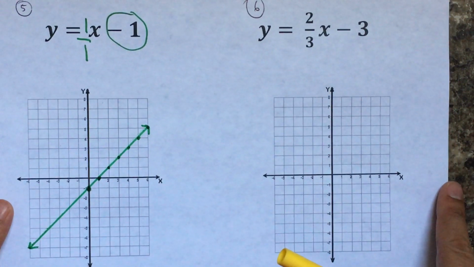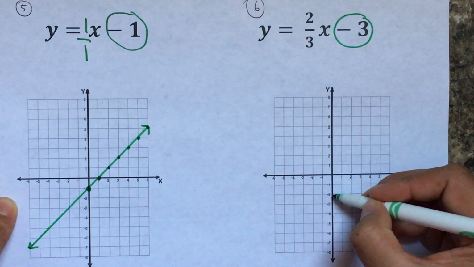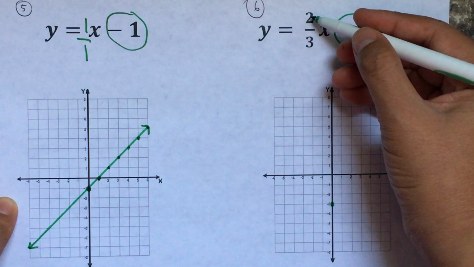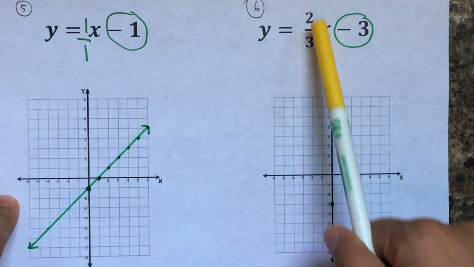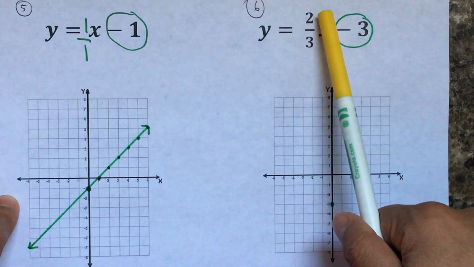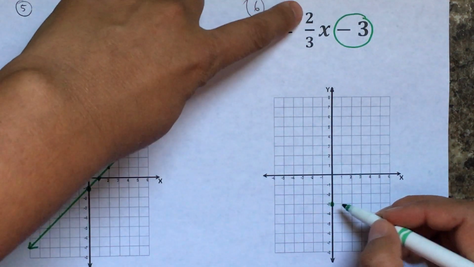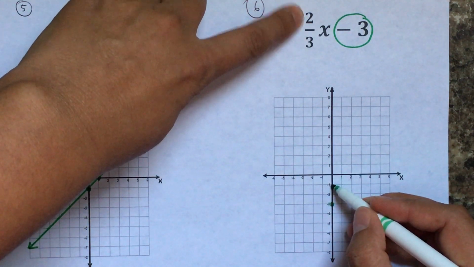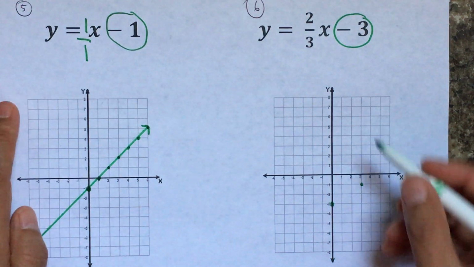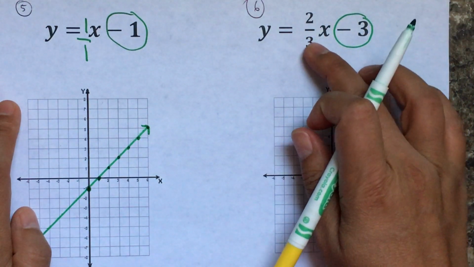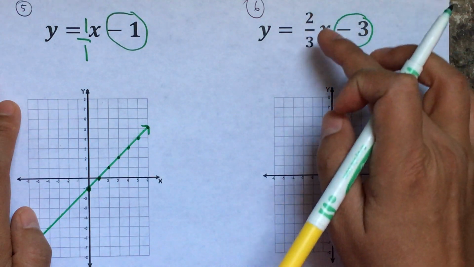Okay, for the next one, I have the initial point, -3 on y, +2, +3. Now I don't have to add anything. I already have the rise and I already have the run. So I go up 2, and then run 3. Be careful. Some people get confused and they want to do 3 up and 2 to the right. No, it's 2 up, 3 to the right.